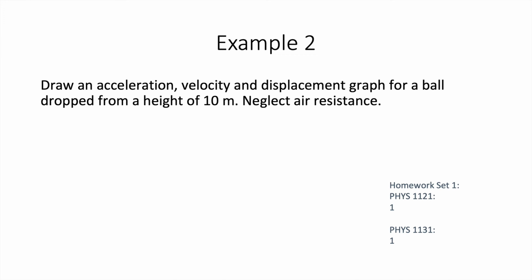Okay, so another example, we're asked to draw an acceleration versus time, velocity and displacement time graph for a ball dropped from a height of 10 meters. And we're told that we can neglect air resistance. So we'll do that in a second. If you want extra practice, then homework set 1, question 1 is a good place to practice.